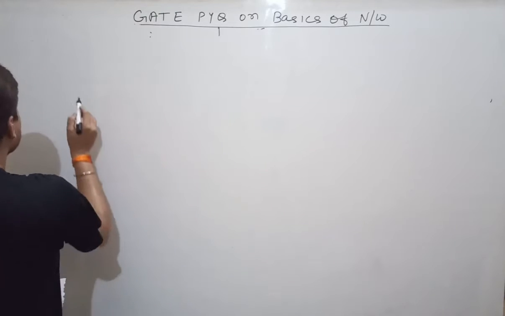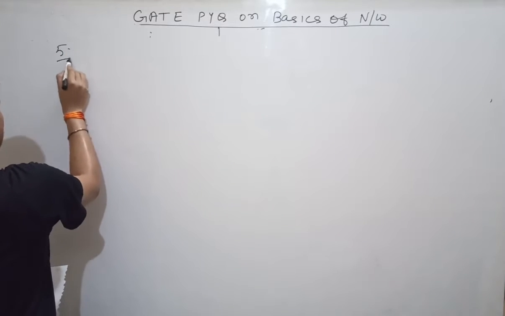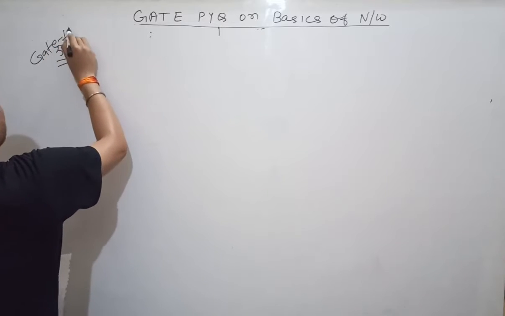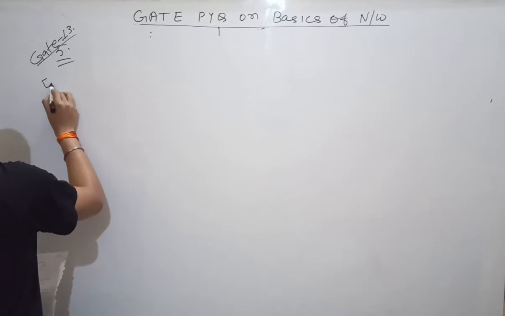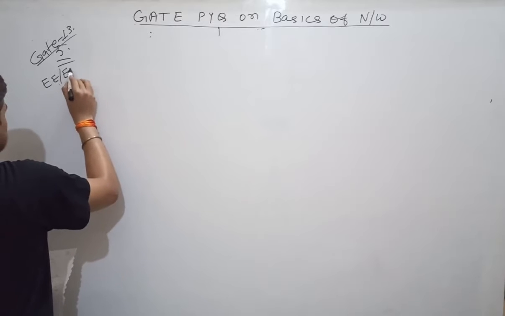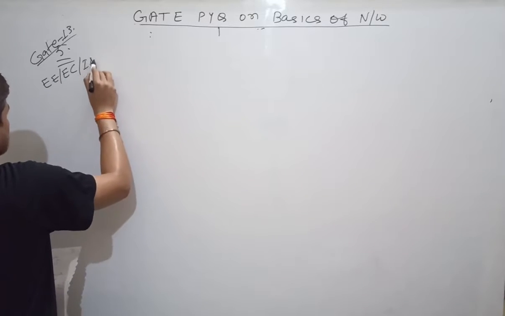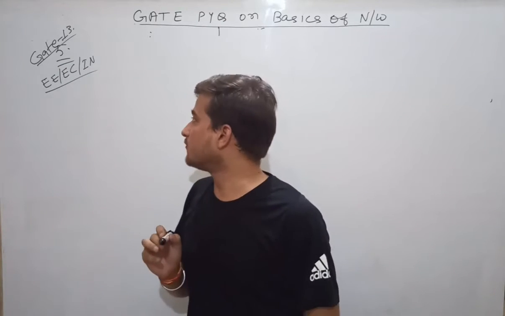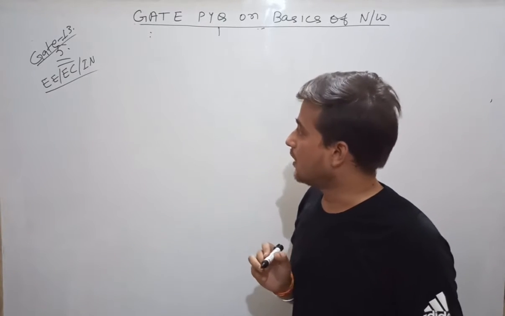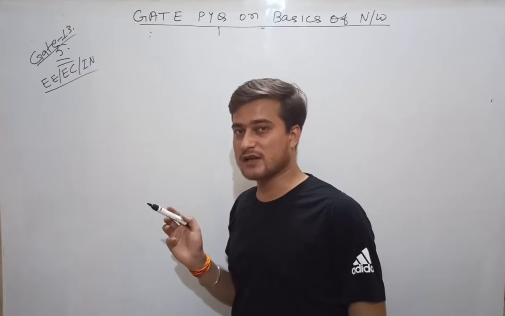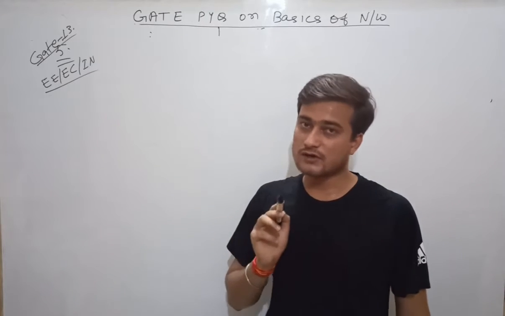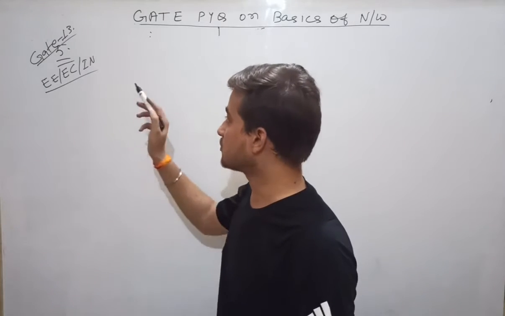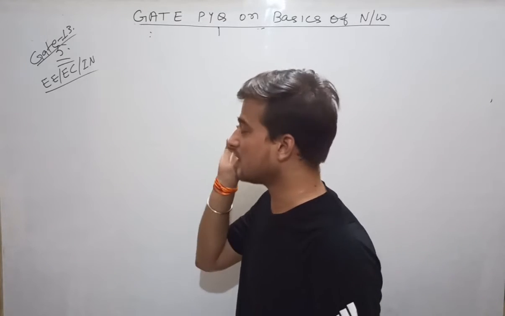Question number 5, asked in GATE 2013 in electronics instrumentation. The paper for network theory was common for electronics communication and instrumentation engineering in the years 2012 and 2013. So this question was asked in all the three branches.